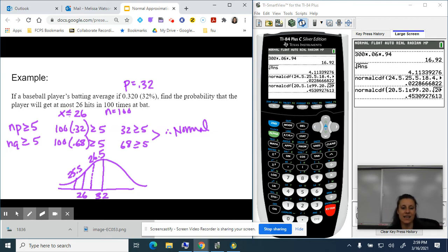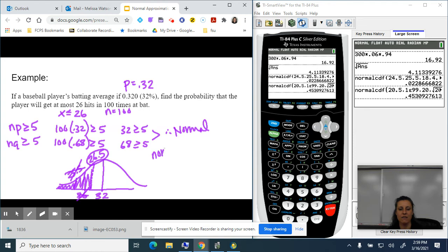Now, we want less than or equal to 26. So if I pick 25.5 as my boundary, I'm not including 26, but I do want to include 26 this time. So I'm going to pick the upper boundary so that I include the 26 in my shading. I'm going to get rid of this number and that number so we don't get confused.